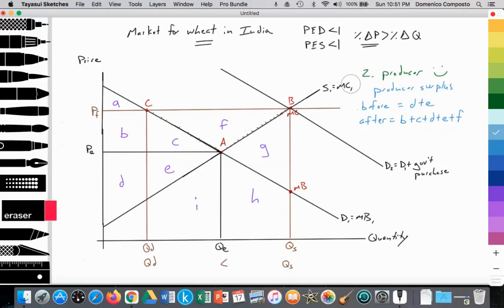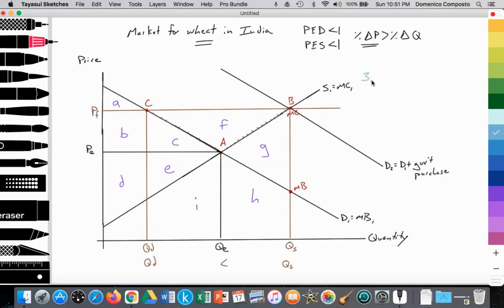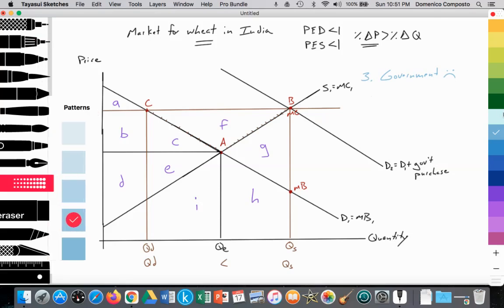Next, let's look at the government. The government is going to be worse off because they're going to have to use tax revenue and spend it on buying the excess supply, which creates an opportunity cost for the government because they could have used that tax revenue on something else, to provide some other public good or service for society. So the government is worse off, right? Because they have to buy the excess supply, and the value of that excess supply is this rectangular area.